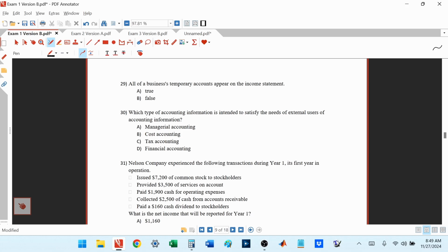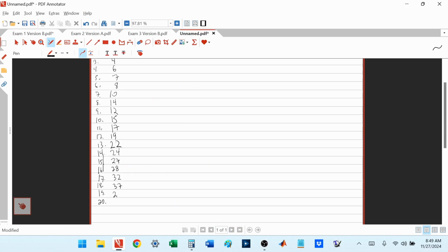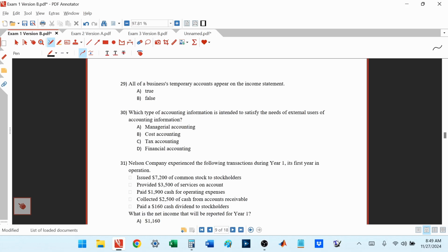Let's do 29. All of a business's temporary accounts appear on the income statement. The temporary accounts are revenues, expenses, and dividends. Two of those appear on the income statement, but dividends does not. So since this says all, that's false.